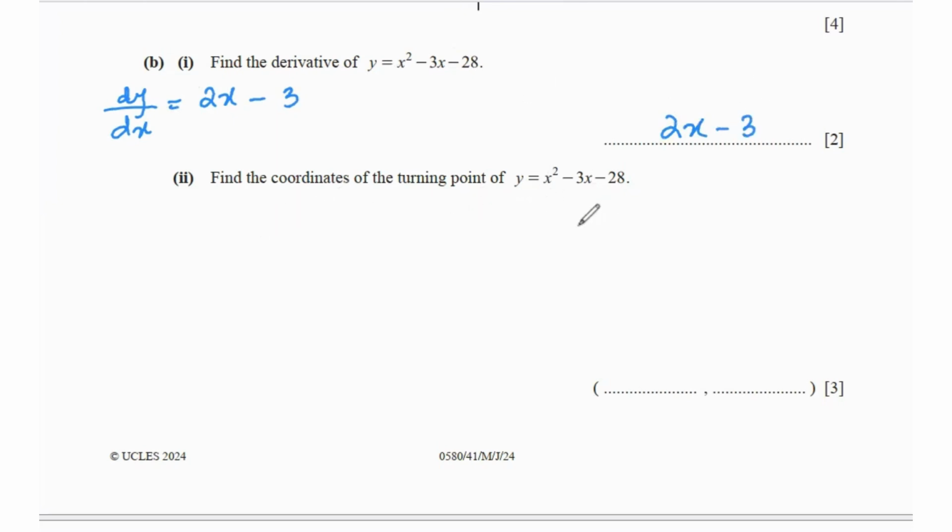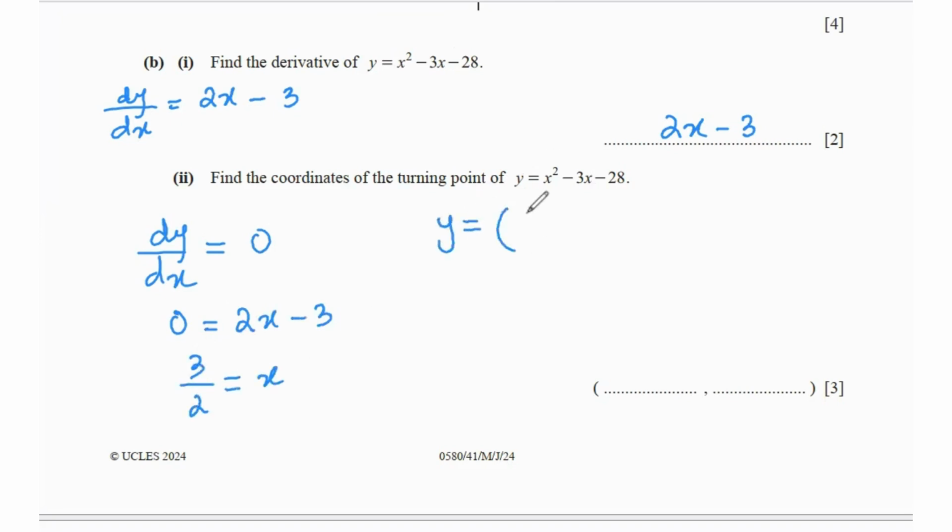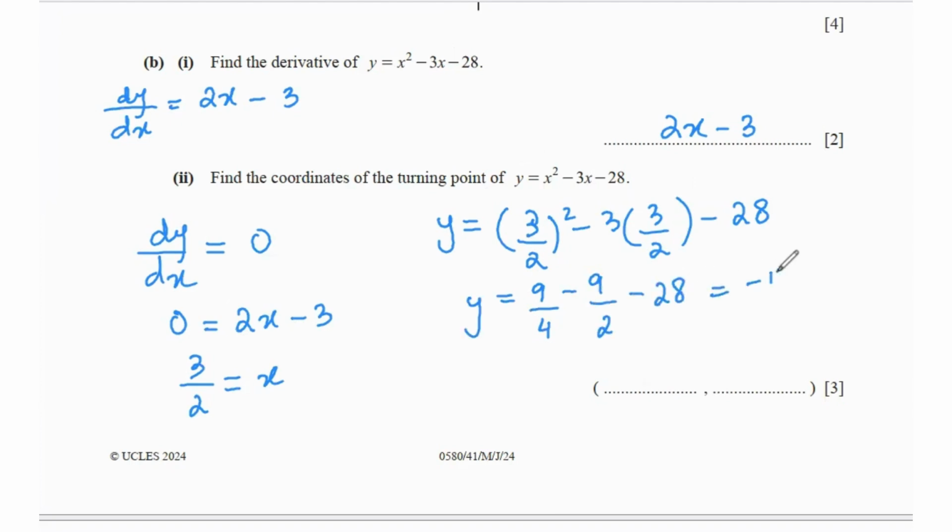Find the coordinates of the turning point of y equals x squared minus 3x minus 28. So for the turning point, you put your derivative equal to 0. So 0 equals 2x minus 3. 3 over 2 is x. y is going to be 3 over 2 squared minus 3 times 3 over 2 minus 28. 9 over 4 minus 9 over 2 minus 28. This is negative 121 over 4. So (3 over 2, negative 121 over 4). That's your turning point.